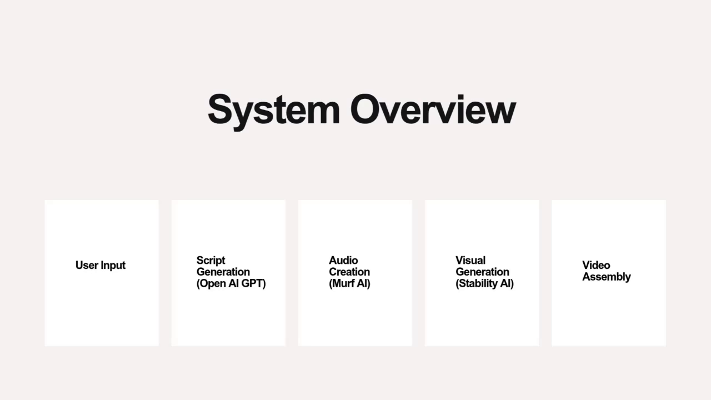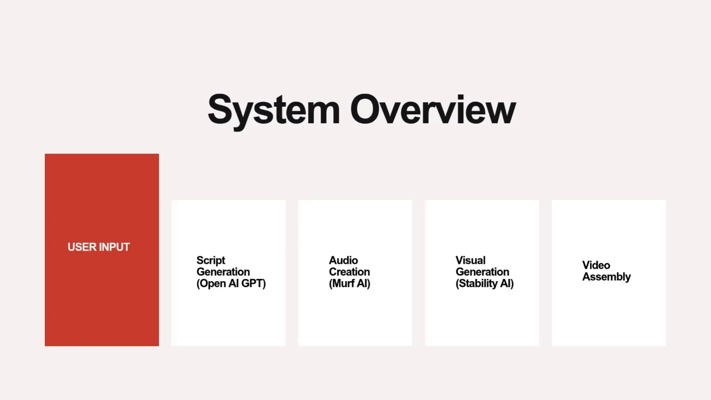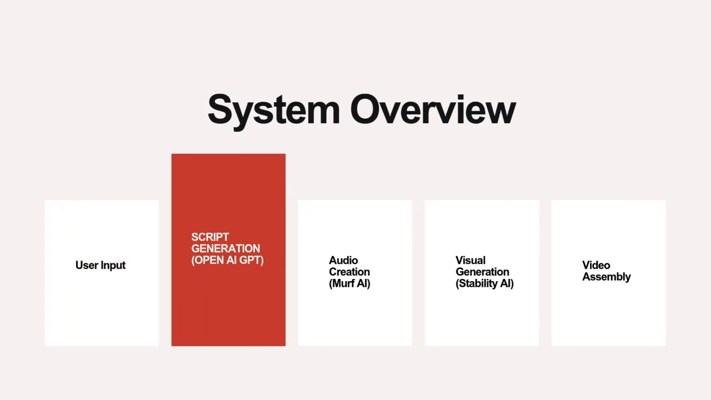Here's how the system works. Step 1, User input. You start with just a topic. Next, we move to step 2, Script generation via GPT. Here, OpenAI crafts a 30-second script with image prompts and speaker cues.